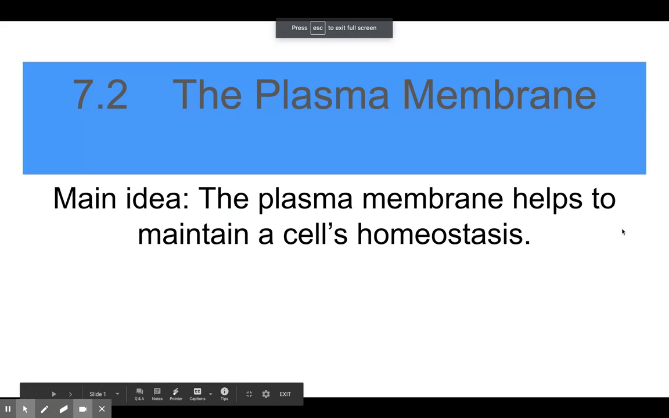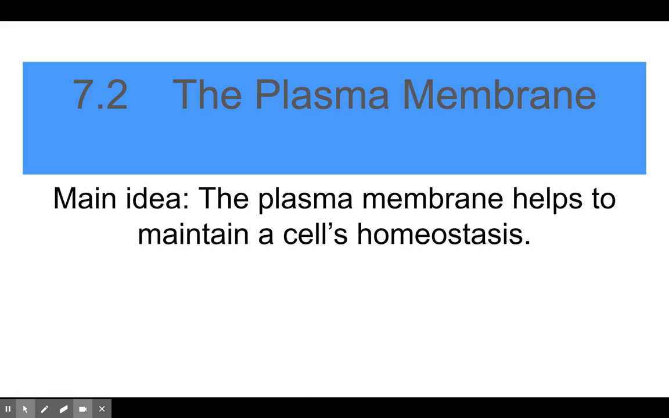So with the plasma membrane, the main idea is that the plasma membrane helps to maintain a cell's homeostasis. So remember, both prokaryotic and eukaryotic cells have a plasma membrane. That is one of their similarities. And it's important, we talked early on about homeostasis, and that is staying the same. That's keeping a balance throughout. And remember, when we first talked about homeostasis, we said that if homeostasis cannot be maintained, then death can occur. So the plasma membrane is super important because it helps maintain a cell's homeostasis.